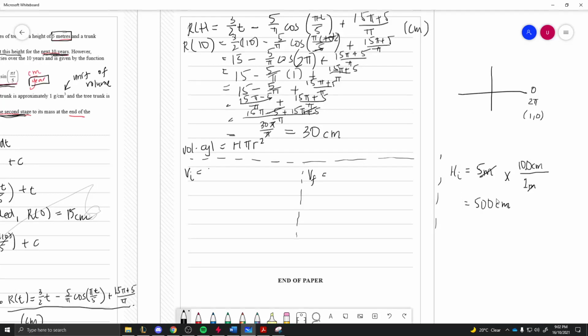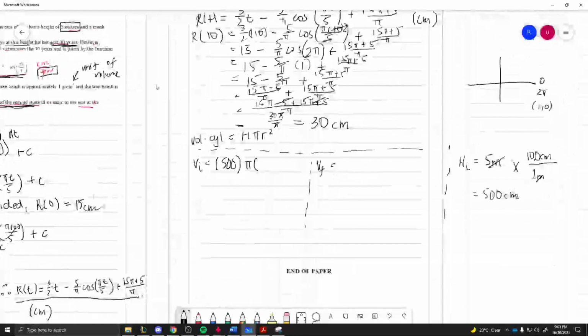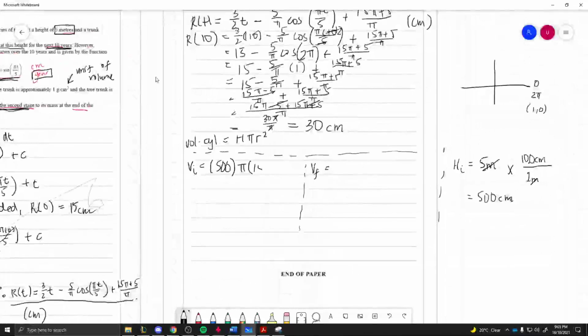So 500 times pi and then r squared. The radius it gives us is 15 centimeters, 15 squared. And you know that the V final is going to be the same 500 pi, because height stays the same, remember, across both cycles. And then the new radius after the second cycle, which is 30 centimeters, 30 squared. So let's continue this. 500 pi.